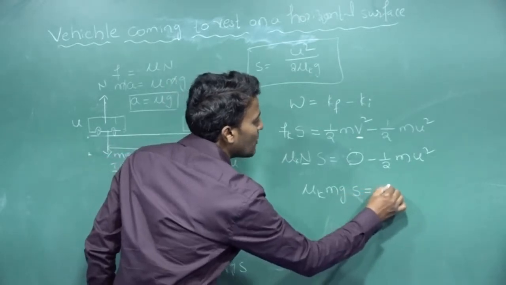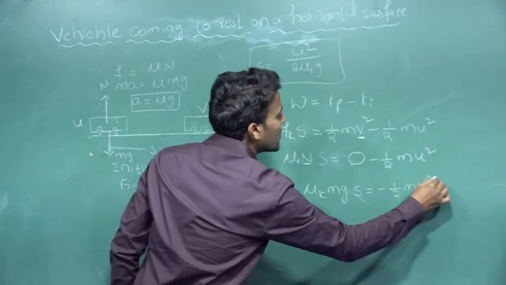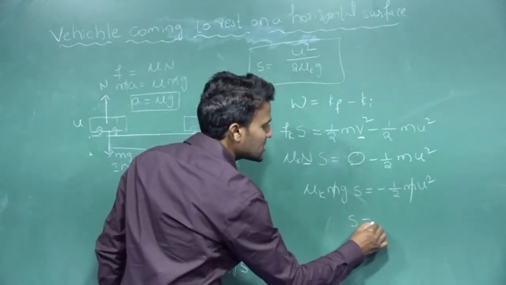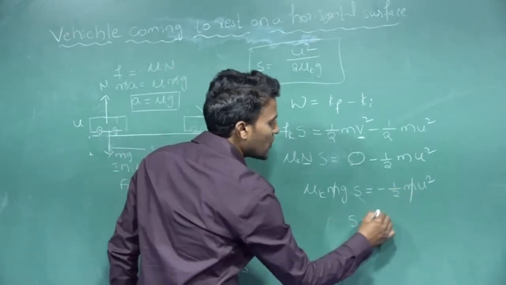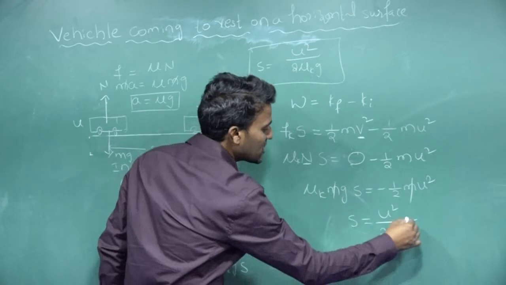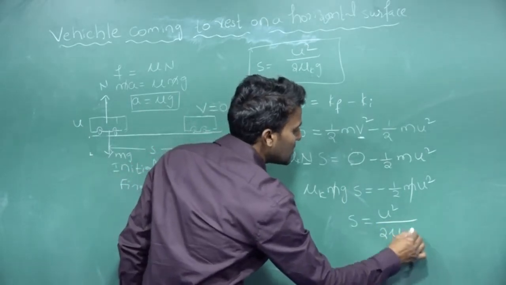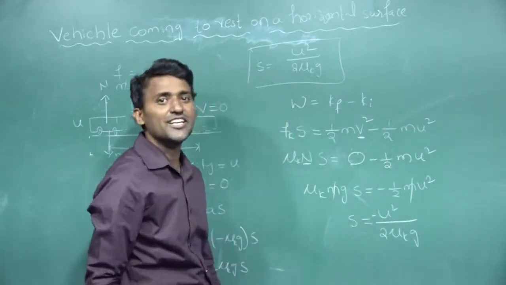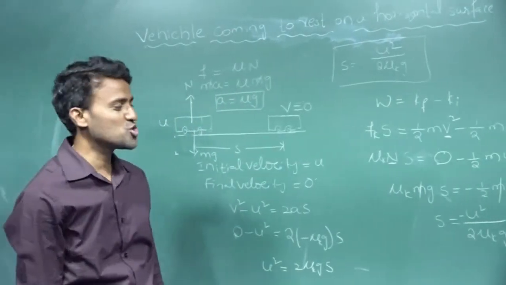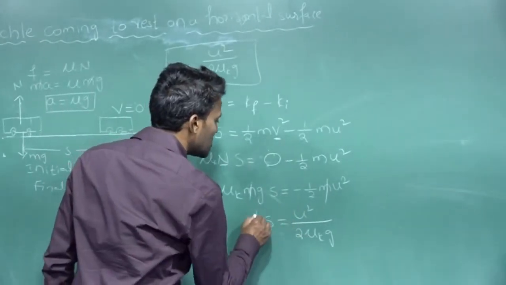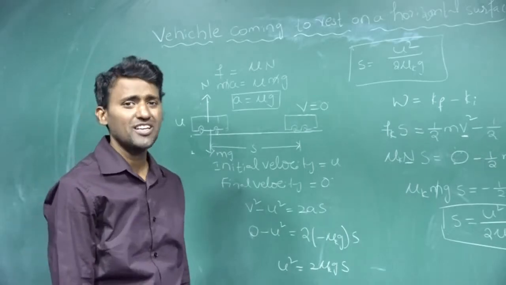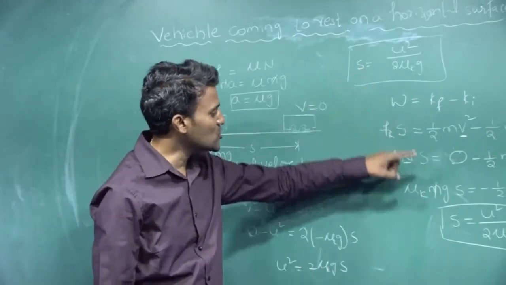S is equal to minus 1 by 2 u square. Here m gets cancelled. We can write S is equal to u square divided by 2 mu k g in the denominator. Here minus is there. What is the indication of the minus? It means it is in the opposite direction. Frictional force opposes the motion of the body. So if you consider distance, you can write it as positive. Displacement means minus. So those formulas are the same.